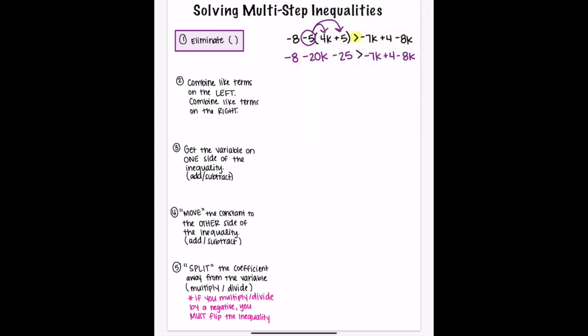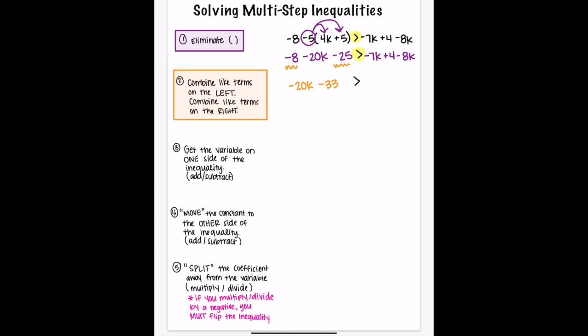Okay, now we want to combine like terms, and we're going to combine on the left and then combine on the right. So on the left of the inequality, we need to locate where that is. There's the inequality, so everything on the left side. What are our like terms? We have a variable k, and the other two terms, -8 and -25, are just constants, so we can combine those. So we can bring down the -20k and simplify. -8 minus 25 is -33.